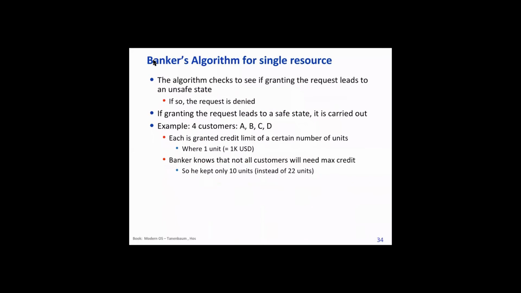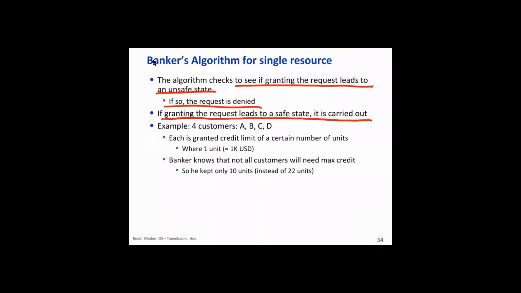The algorithm checks to see if granting a request leads to an unsafe state. If so, the request is denied. If the banker gives too much money to a process and that process still needs further money, then it is not going to be helpful because the system is getting into an unsafe state. If granting a request leads to a safe state, it is carried out.